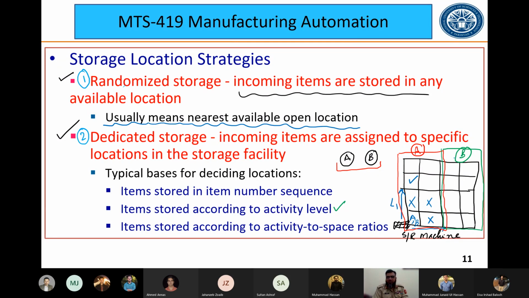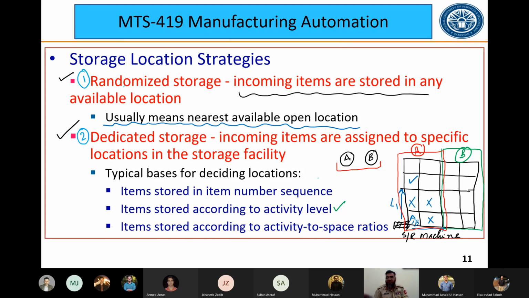What happens now? In the dedicated storage, the incoming items are assigned to specific locations in the storage facility, as I have done here with red and green colors. So what would be the basis of deciding the location? The items are stored in item number sequence.